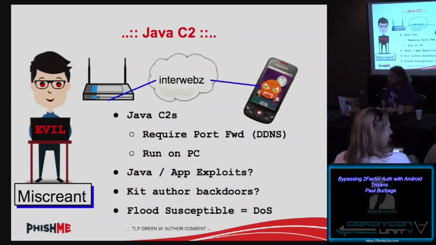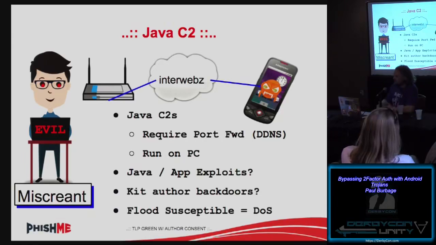For the Java C2, most of these are going to be run off of residential ISP connections. So a lot of the C2 domains that you see will utilize some sort of dynamic DNS account, such as Dyn DNS, No-IP, Duck DNS, and so on. These are generally run on PC, which begs the question: most of these crimeware kits have been released free online, some sort of leak. And sometimes, the person releasing it for free might embed some sort of backdoor into that kit, which can lead to OPSEC issues for a miscreant. And these are also highly flood susceptible.